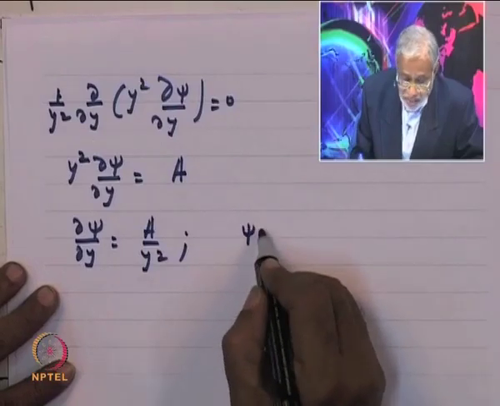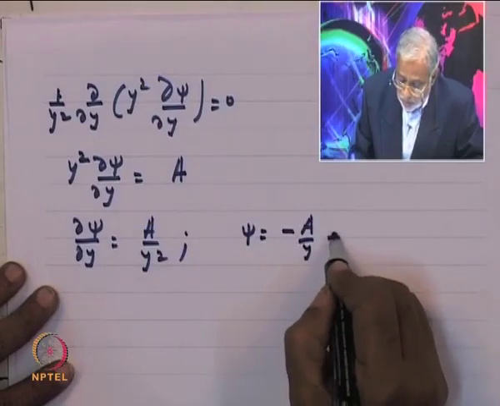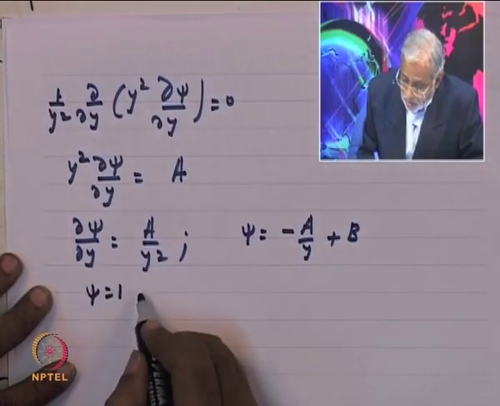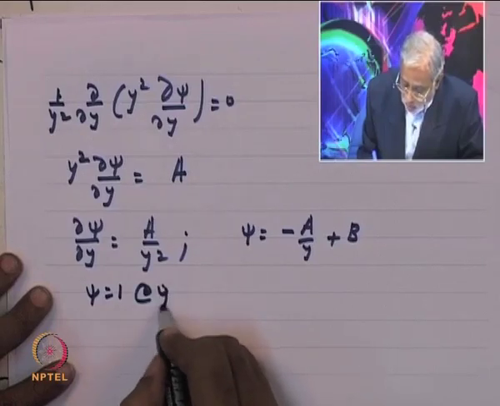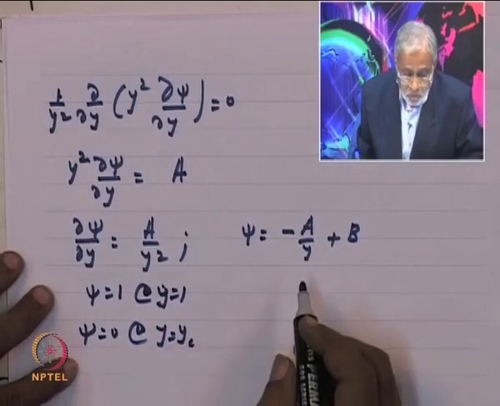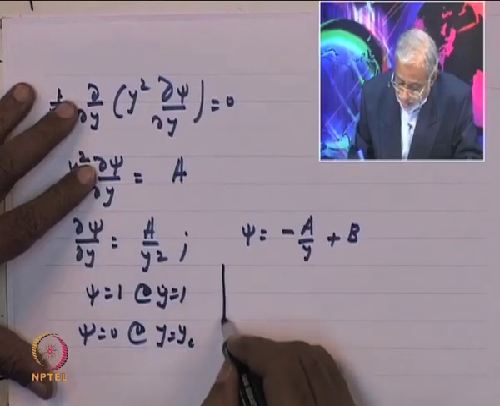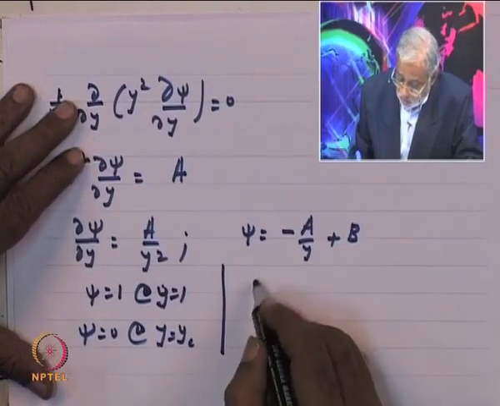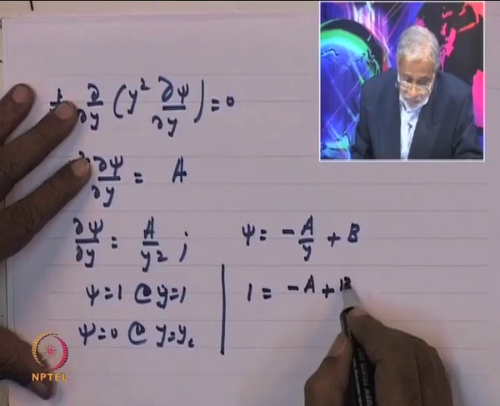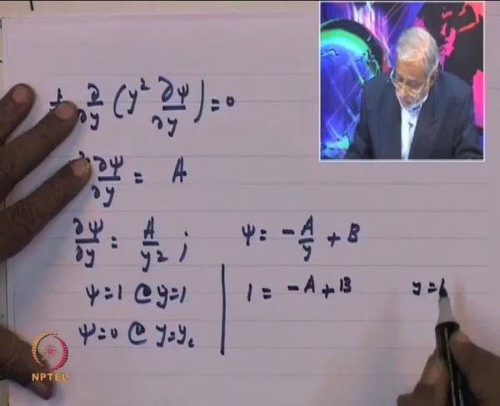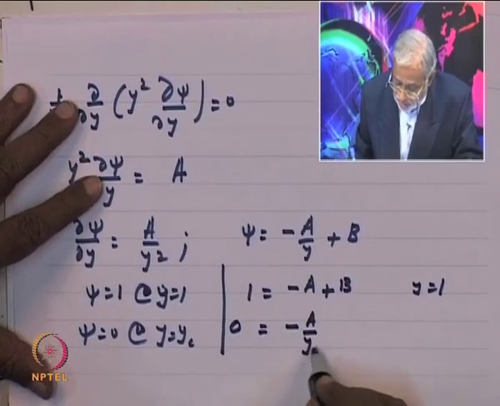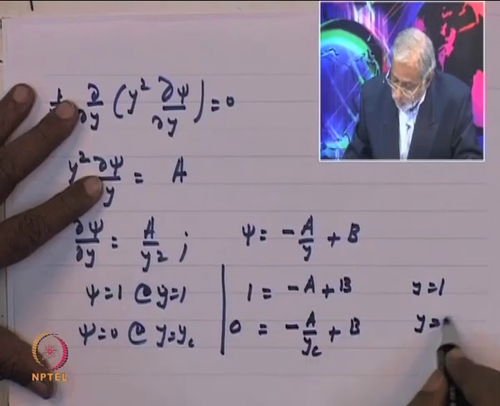When you integrate this, I get psi equal to minus a by y plus b. Our conditions are psi equal to 1 at y equal to 1, and psi equal to 0 at y equal to y c. So, we can put these two conditions so that we get psi equal to 1 equal to minus a by 1 plus b, at y equal to 1. And then we have 0 equal to minus a by y c plus b, at y equal to y c.